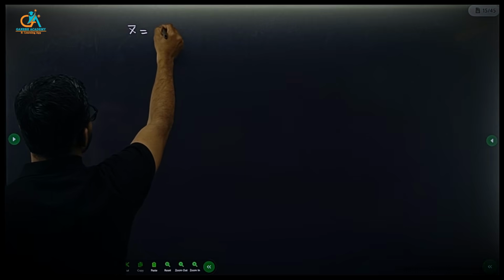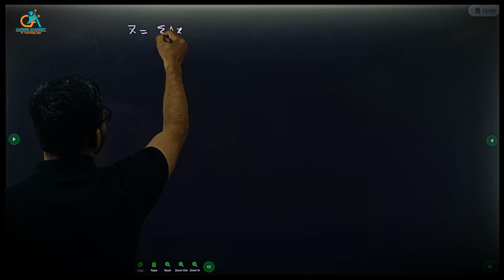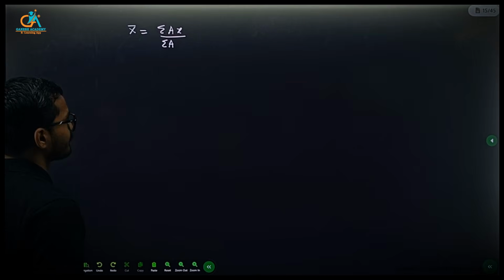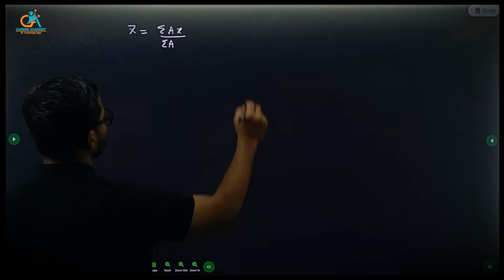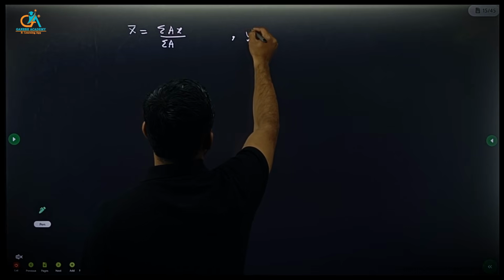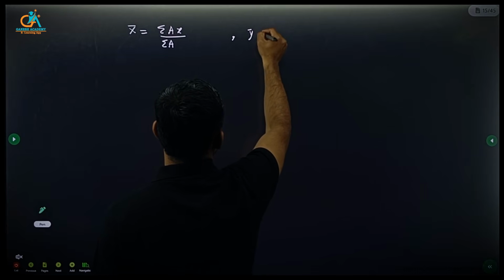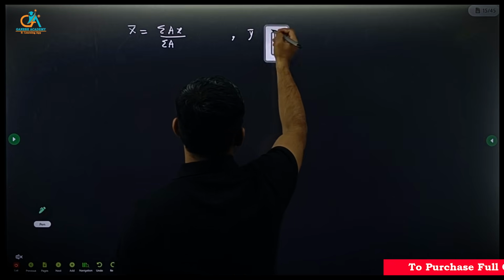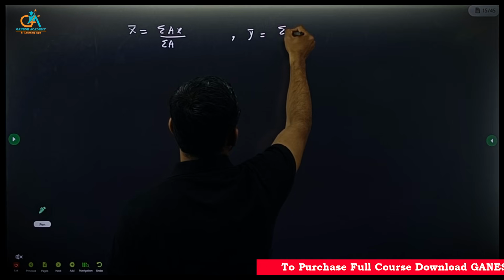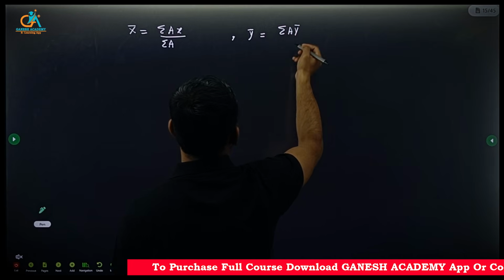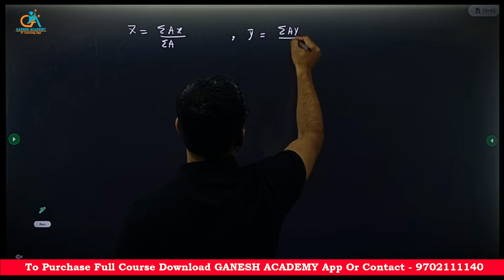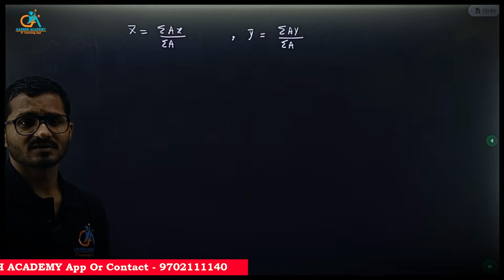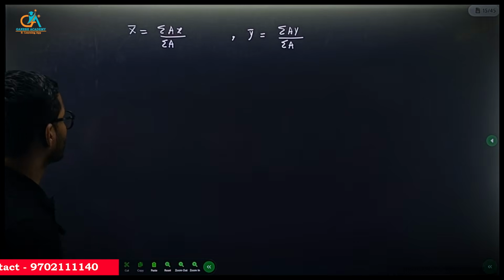So using the moment of area concept, we have derived the formula that the x coordinate of the resultant is equal to what? Summation of ax upon summation of a, right? And in the same way, the y coordinate of the centroid is summation of ay upon summation of a. So a given figure is a combination of three standard figures.